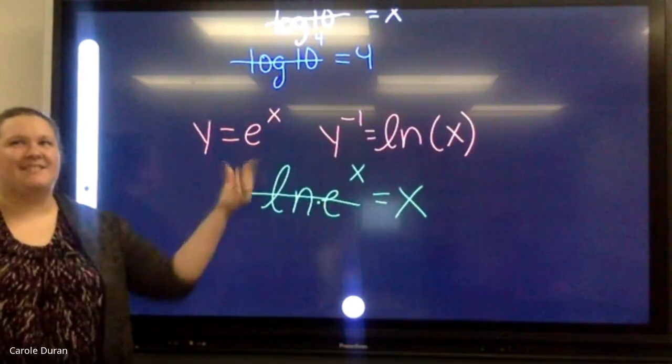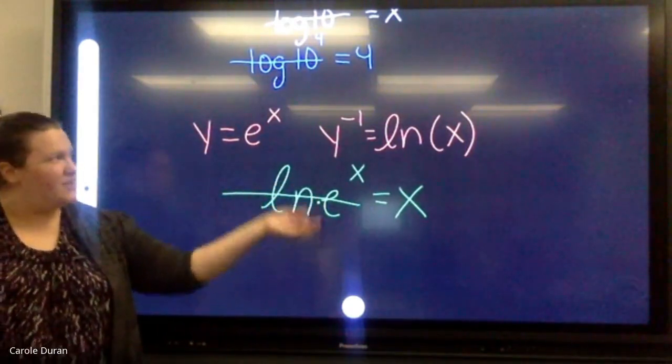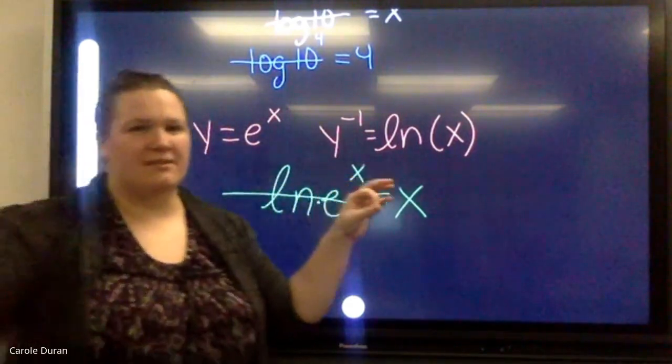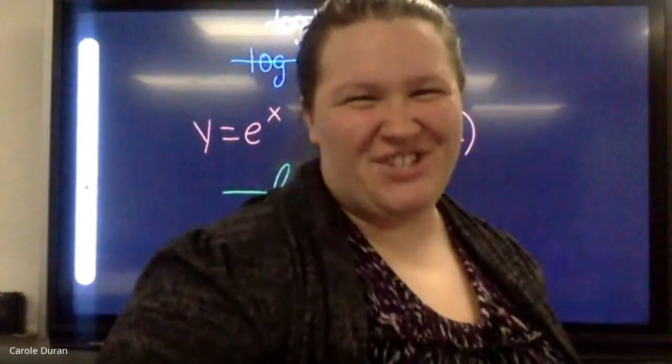Okay, so natural log and e are inverses of each other. 10 and log are inverses of each other. Did you get it, Zach? A little bit. Okay, just checking. Zach, I'm so proud of you.